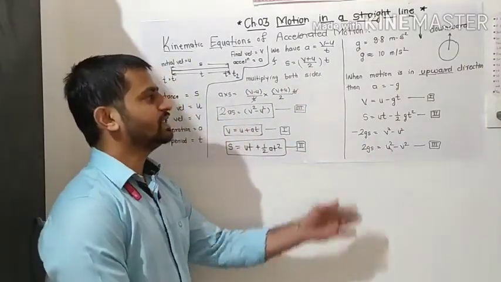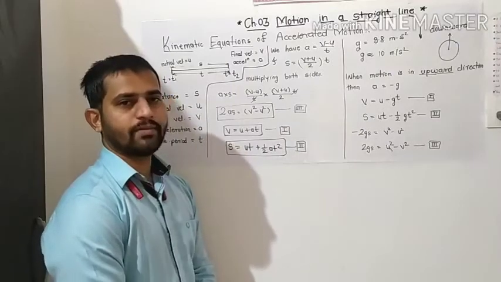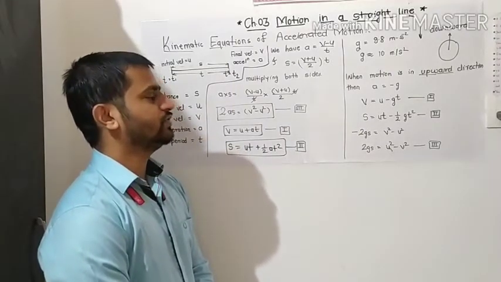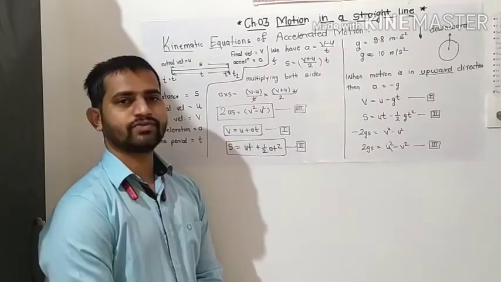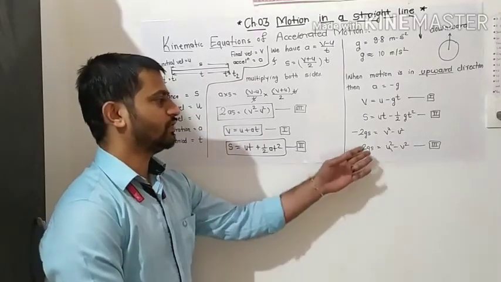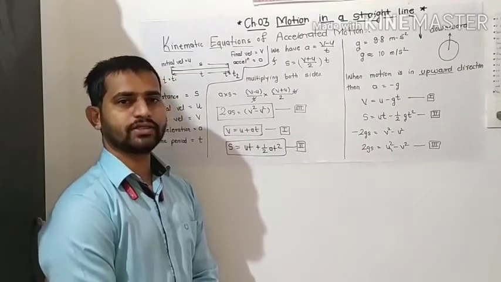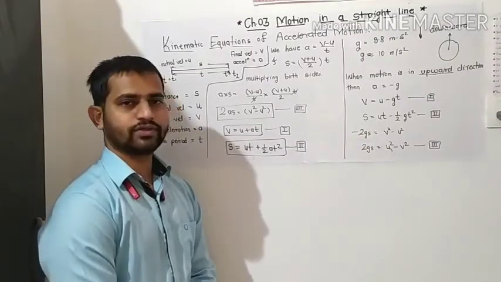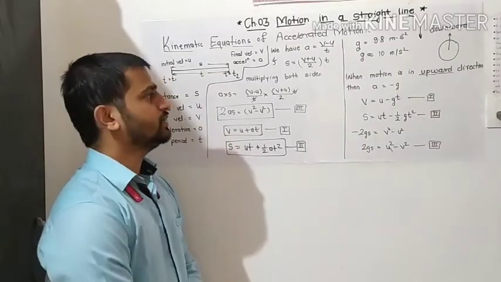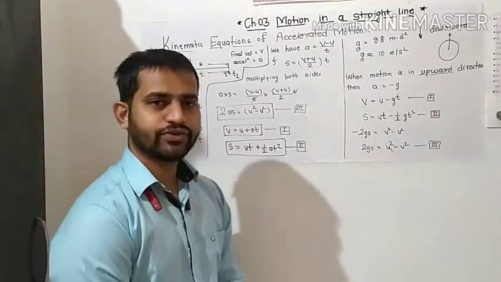Okay, so by replacing the a by minus g, we get v is equal to u minus gt, then s is equal to ut minus 1/2 gt square, and twice gs is equal to u square minus v square. Okay, then this is about the acceleration due to gravity.